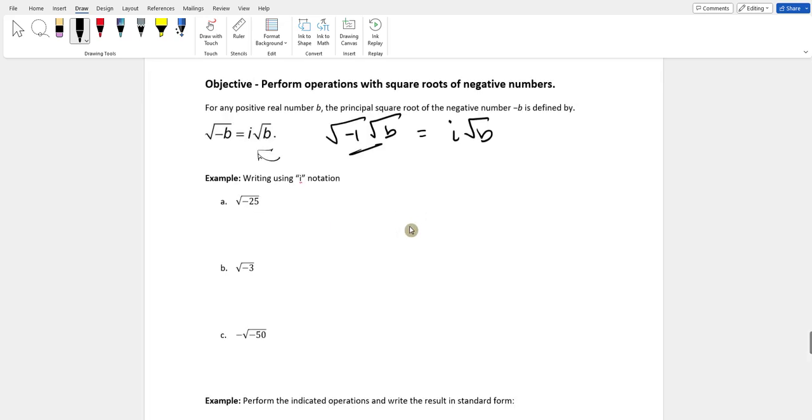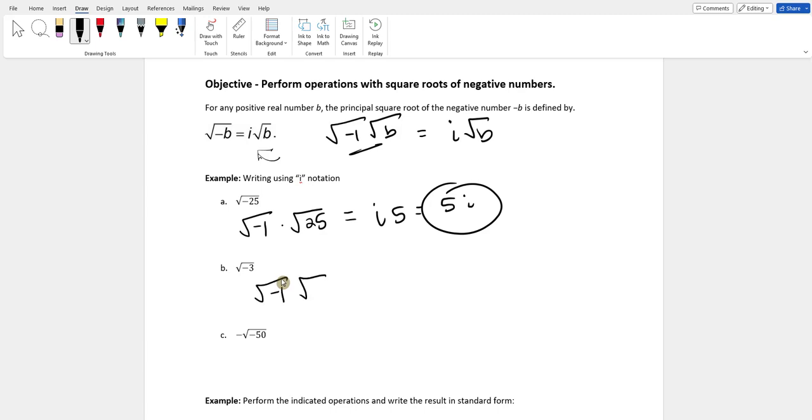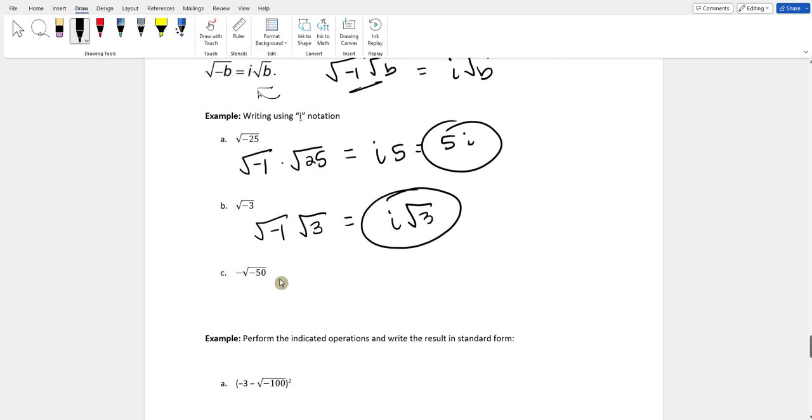So let's look at this first problem. We have the square root of negative 25. I'm going to split this up into the square root of negative 1 and the square root of 25. The square root of negative 1 is i, and the square root of 25 is 5. So your answer is 5i. If we do it with this next problem, we have the square root of negative 1 times the square root of 3. Once again, the square root of negative 1 is i. We cannot simplify the square root of 3. We leave it as is.